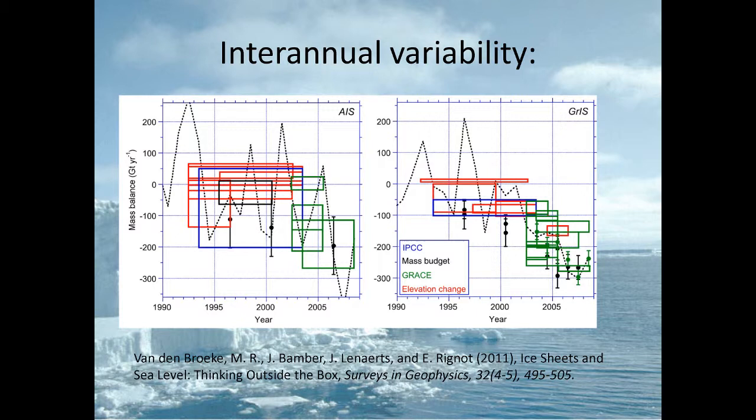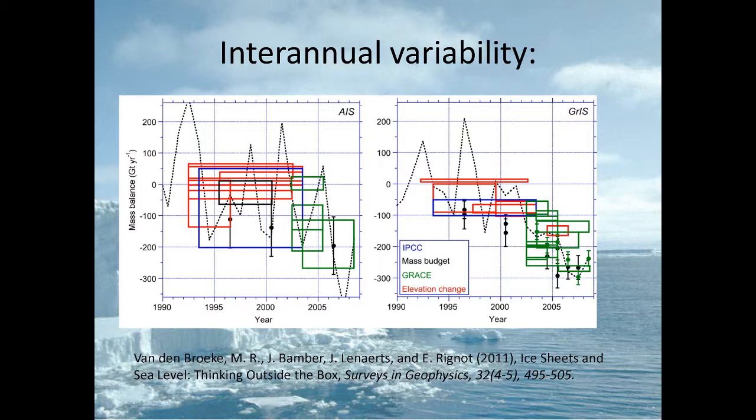That's not me. But this was a paper in a special issue of Surveys in Geophysics where colleague Michiel van den Broeke, who does a lot of work with these regional climate models, looks at the interannual variability just from the surface mass balance. And this dashed black line is the interannual variability for about a 20-year period for Antarctica here and Greenland here.